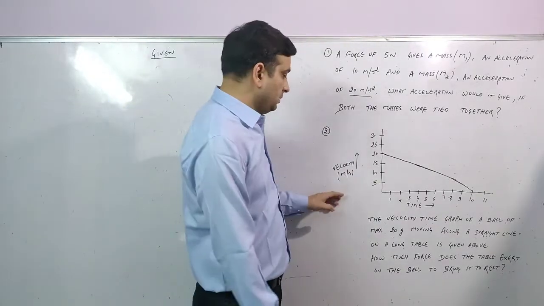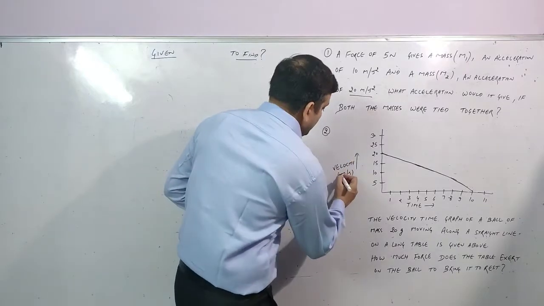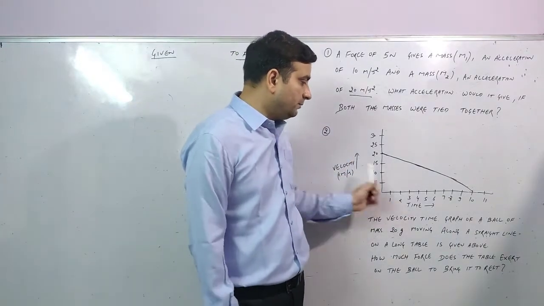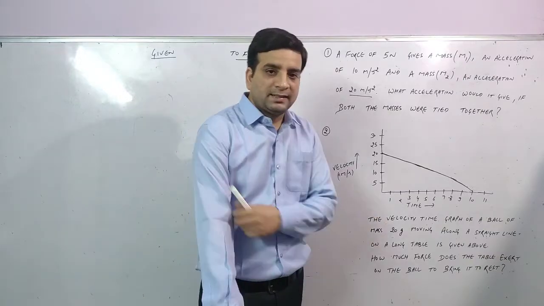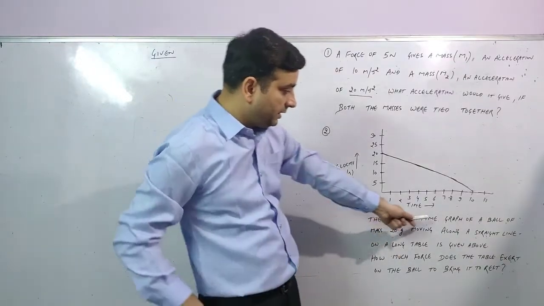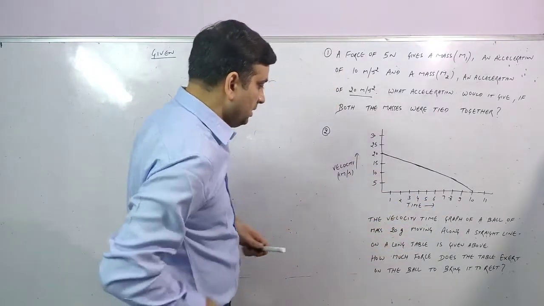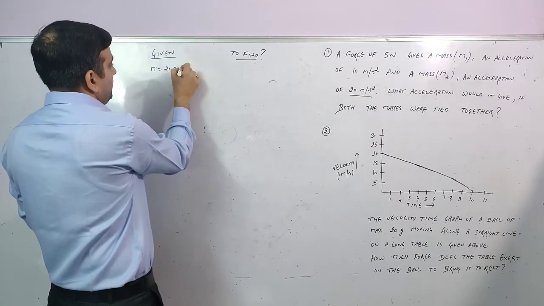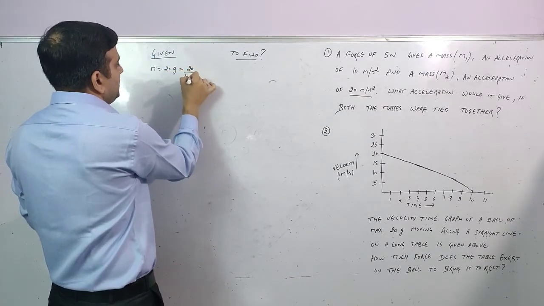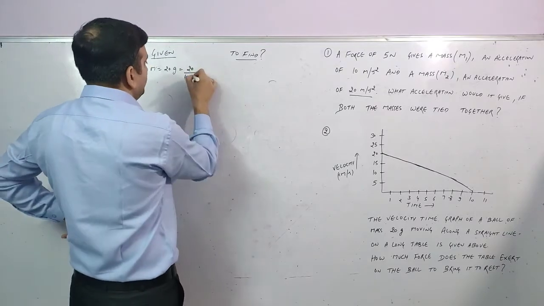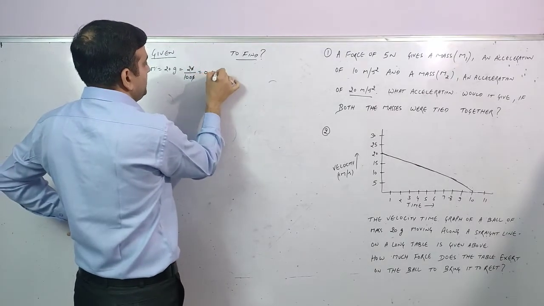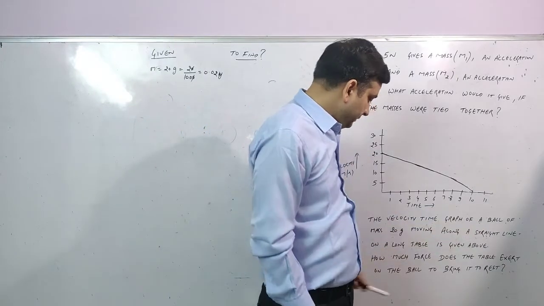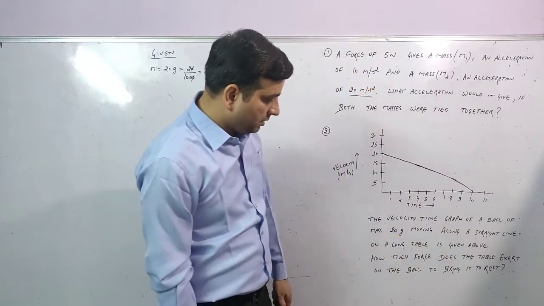The graph given is the velocity time graph, with velocity in centimeter per second on the y-axis and time on the x-axis. What is given? The velocity time graph of a ball of mass 20 grams. So mass is given, 20 grams. First I will convert it into kilogram. That will be 0.02 kilogram.